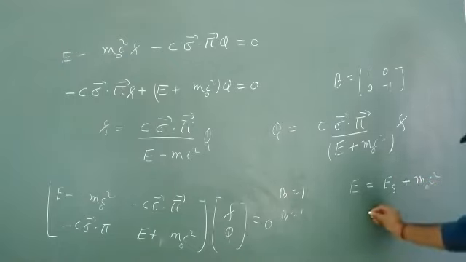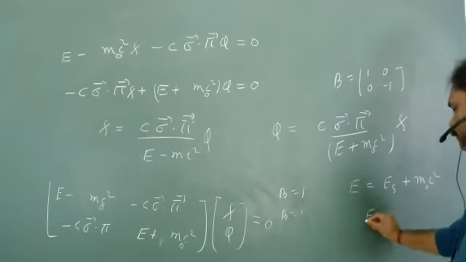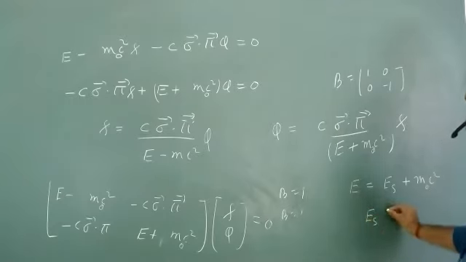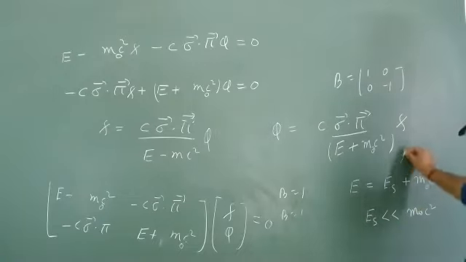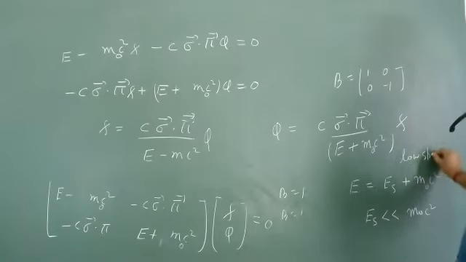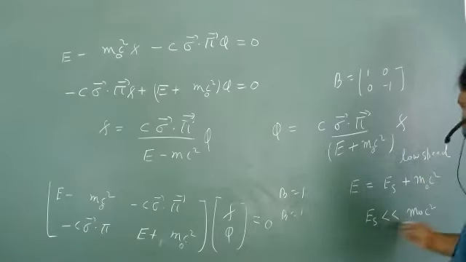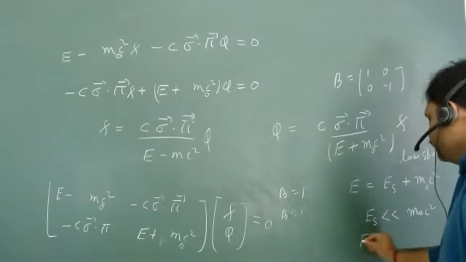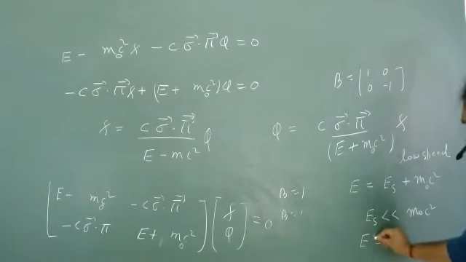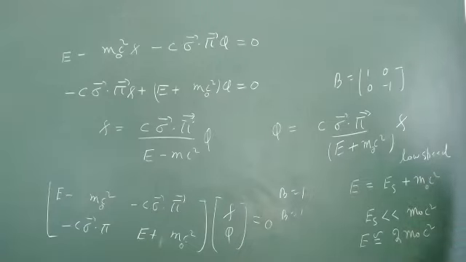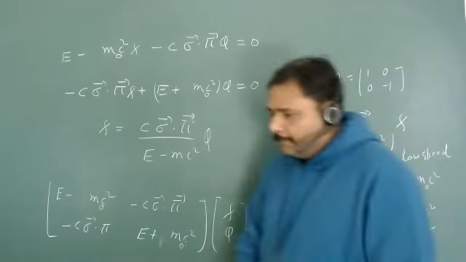And what is our assumption? For the low velocity, we can have kinetic energy which will be very, very less than m naught c square. So for the low speed, and this is an assumption, can I write E is equivalent to 2 m naught c square? Can I write this thing?